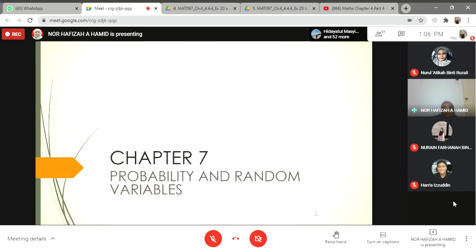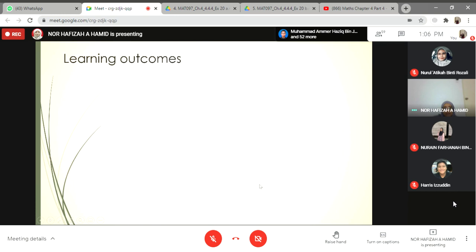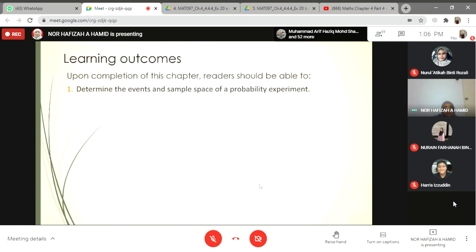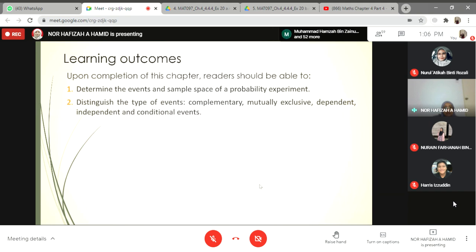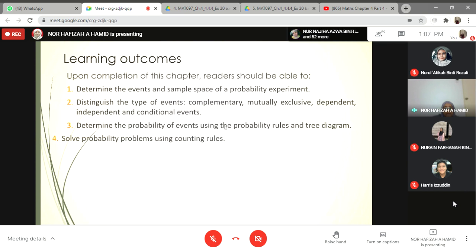So chapter 7 is probability and random variables. For this week, I cover probability, and next week we will go into random variables. So, learning outcomes. Number 1, determine the events and sample space of a probability experiment. Number 2, distinguish the types of event: complementary, mutually exclusive, dependent, independent, and conditional events. Number 3, determine the probability of an event using probability rules and tree diagram. Number 4, solve probability problems using counting rules.